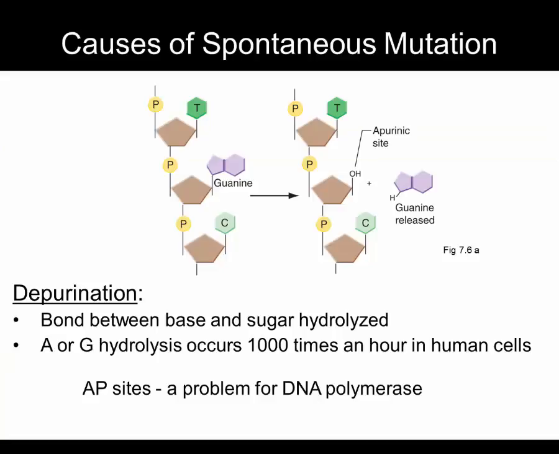Other types of spontaneous mutations aren't directly tied to replication. One such type is depurination. In this case, the bond between the sugar and purine is hydrolyzed, leaving behind an apurinic or AP site. This is a big problem for the polymerase that has to copy the strand. It's forced to insert a random base opposite that position, so this can lead to transitions and transversions.